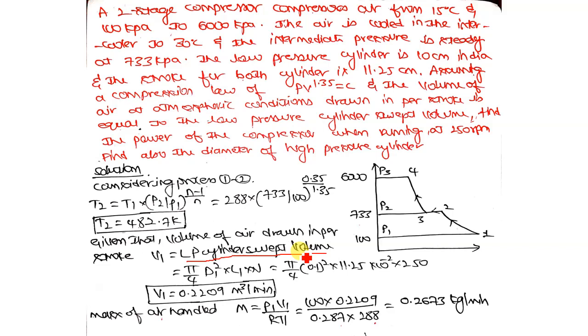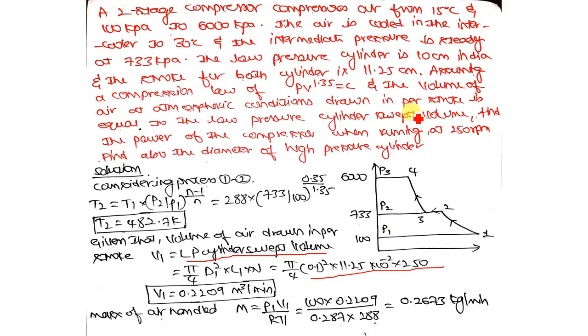So if you want to calculate V1, you need to calculate the swept volume of the LP cylinder, which is given as pi d square into L into N. Apply it for the LP cylinder and substitute all the values. Since the diameter and stroke of the LP cylinder are given, there is no issue in calculating. Even the speed is given, so there is absolutely no issue in calculating this.